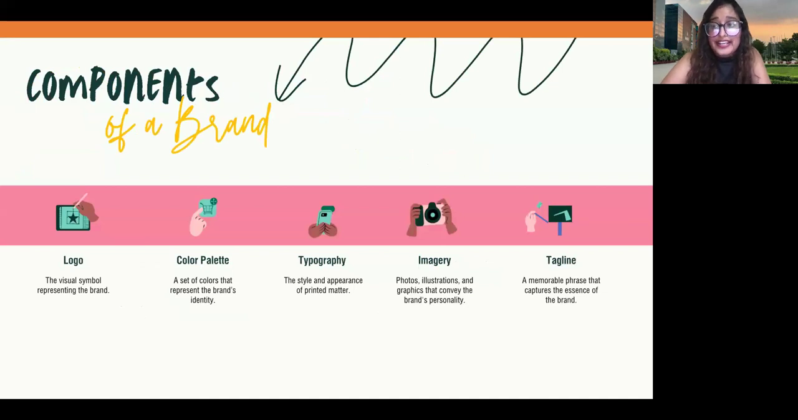Components of branding. So how do you make your brand unique and different from other brands in the market? First, you can do that by logo design. Second, by color palette. Third, by typography, imagery, or tagline. They all can be different and they can all make you stand out from your competitors.